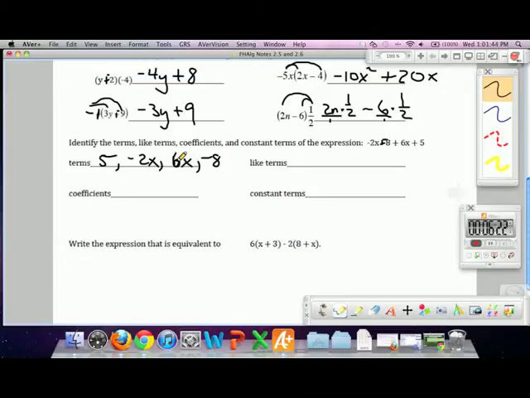Like terms are terms that have the exact same variable with the exact same exponents attached to those variables. They're identical as far as the variables are concerned. So what are some like terms here? Negative 2x and 6x would be a group of like terms. Are there any other like terms? Negative 8 and 5.